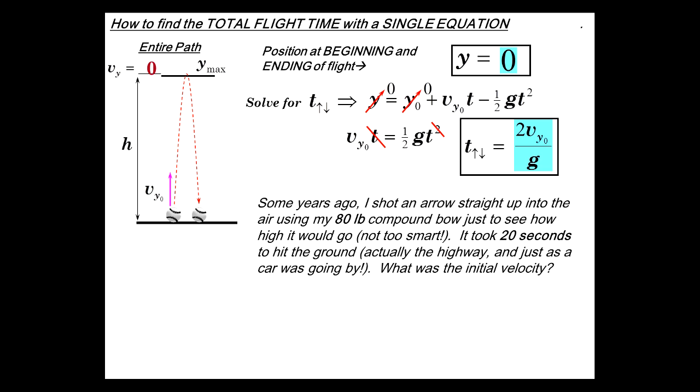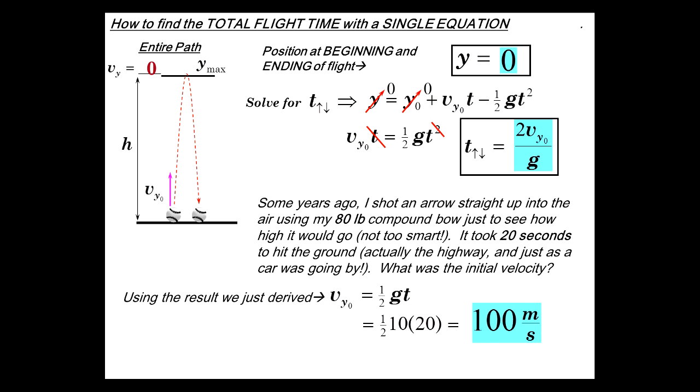In any case, assuming it took 20 seconds to hit the ground, what was the initial velocity? Well, we just derived the result for the time up and down, which is 20 seconds. So that should help us, knowing that Vy0 is 1/2 g t. Okay, that's what we have here. Vy0 is 1/2 g t, and that's equal to 1/2 times g, 10, times t, 20. That was the total flight time. And that gives us 100 meters per second. So that was Vy0, 100 meters per second.